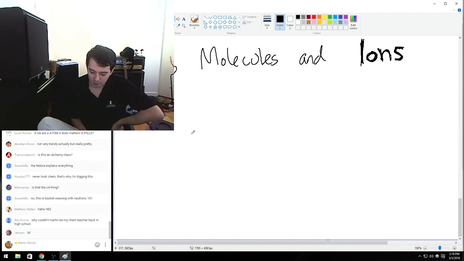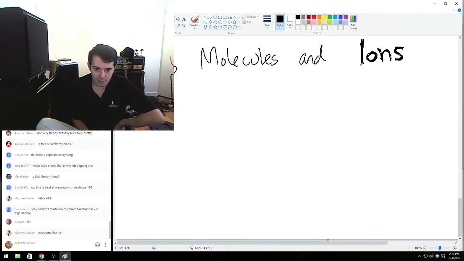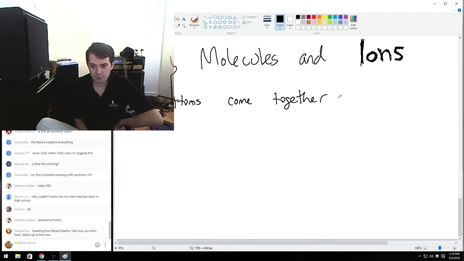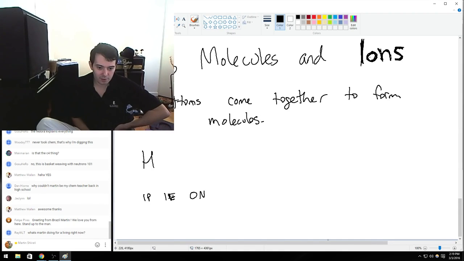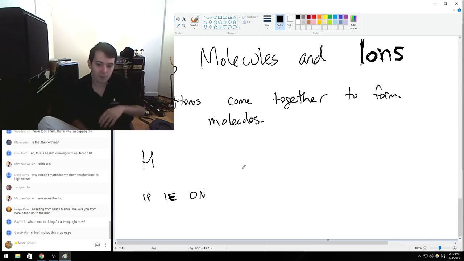All right, molecules and ions. So one of the ways atoms come together is to form molecules. We're comfortable with the idea of a hydrogen atom, right? It's got one proton, one electron. It actually has no neutrons. It's probably the only element that doesn't have any neutrons. Very interesting. It's very different.